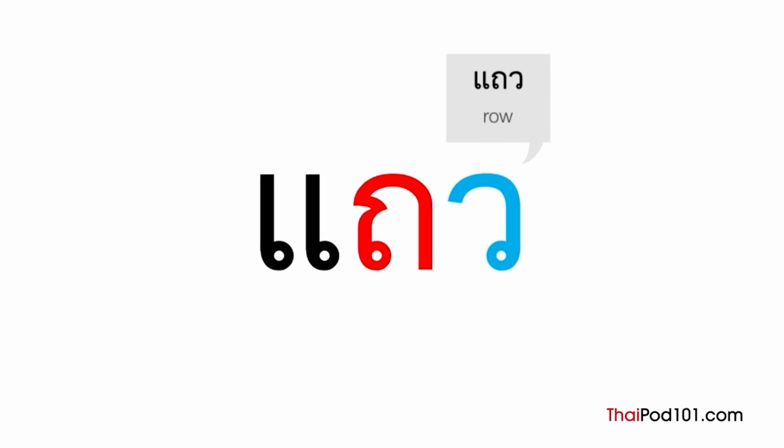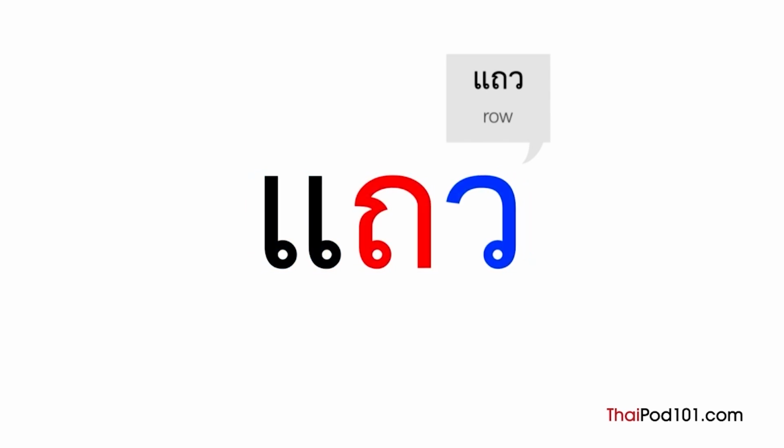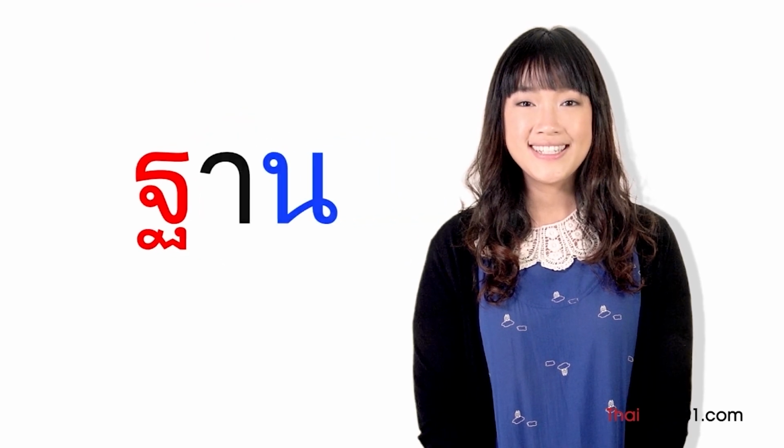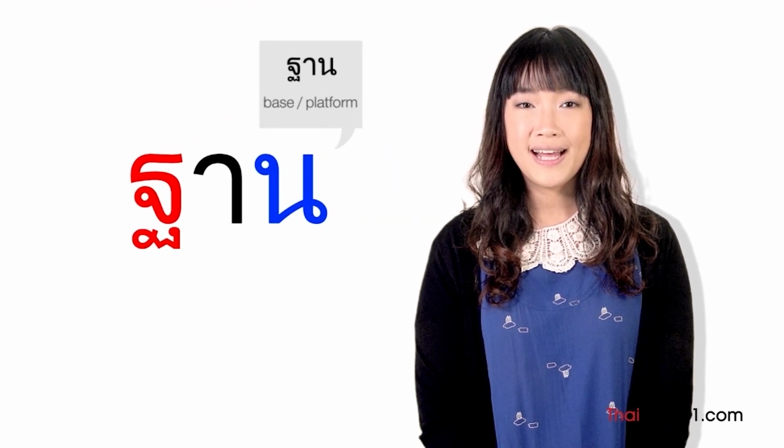makes a sound like the letter O at the end of a syllable, and this blends with the vowel to make the sound L. แถว is said with a rising tone because it has a high-class consonant and a live syllable ending. The second high-class consonant of this lesson is ถอฐาน. The word ฐาน means base or platform.